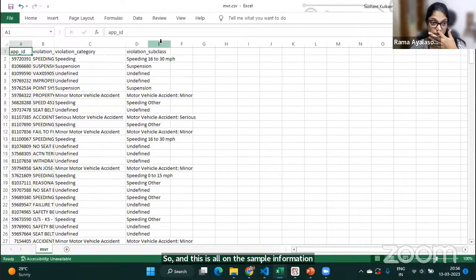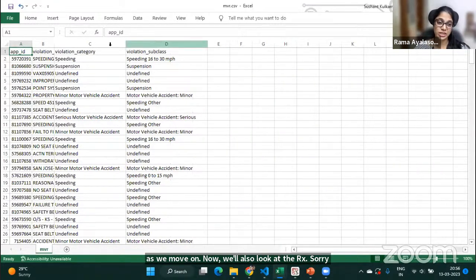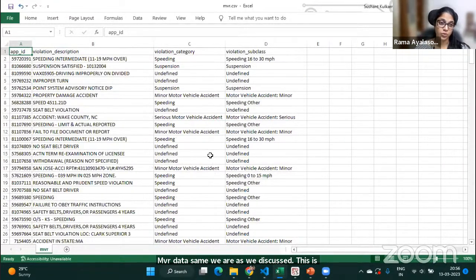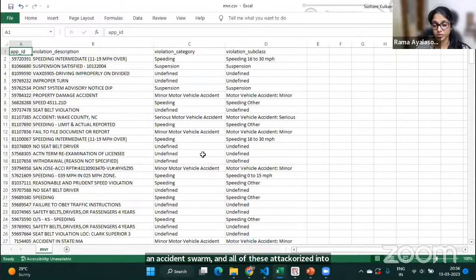So MVR, as we discussed, this is speeding tickets and motor vehicle violations. So again, you have the app ID as the indicator, and there's a description of the violation. Is it speeding, or is it driving under influence, or someone has crossed a signal, or was in an accident, and so on. And all of these are categorized into different categories. And also to give further information, there's a subclass. So if it is speeding, between what speed bucket is it, and if it was an accident, was it serious, was it minor, and so on.